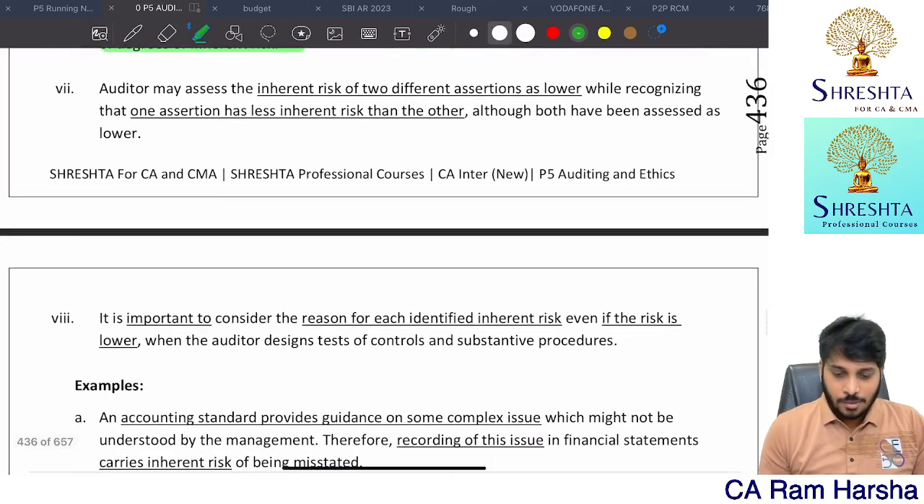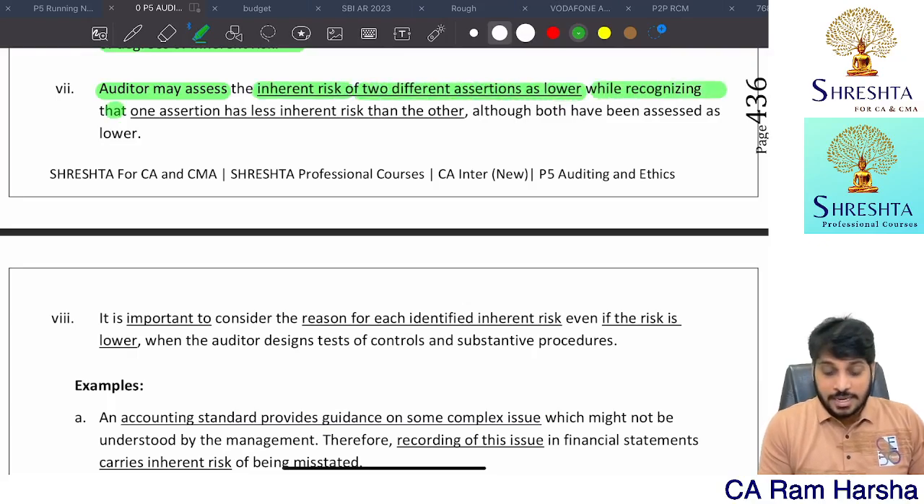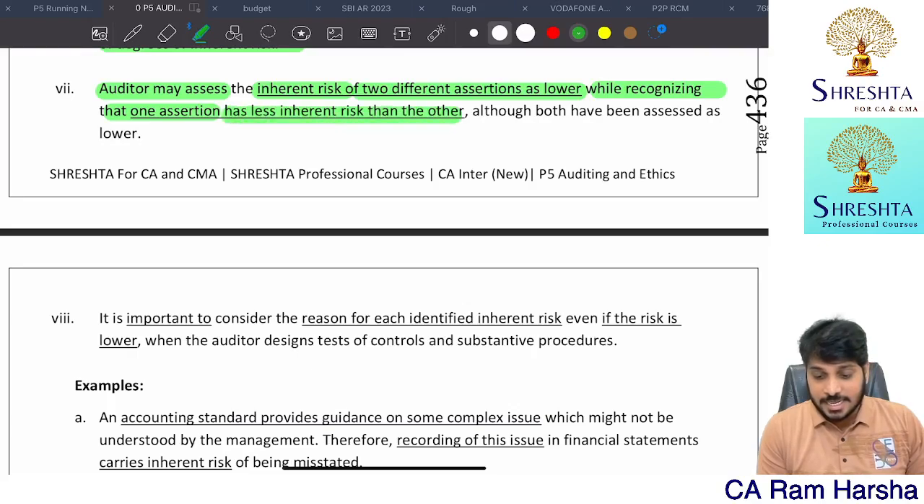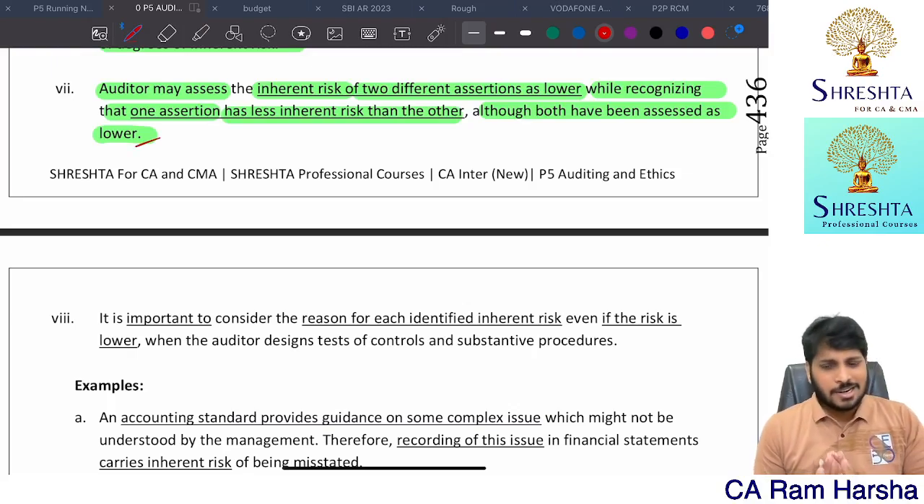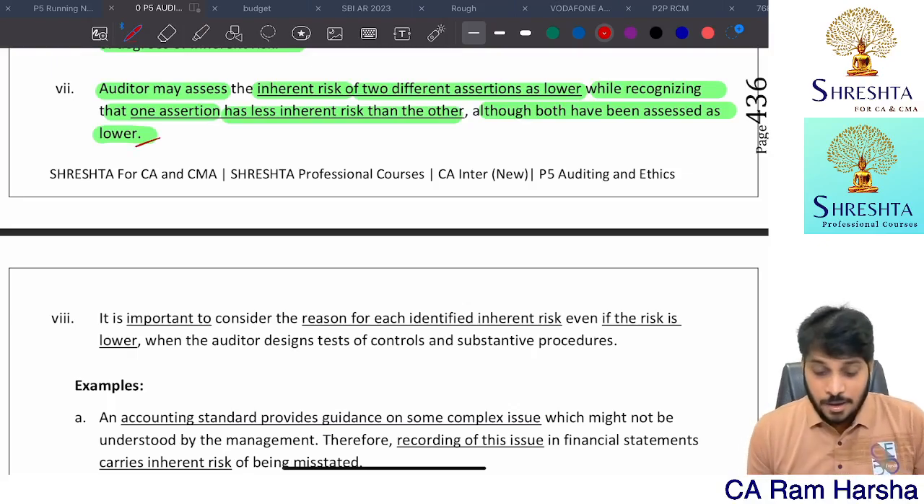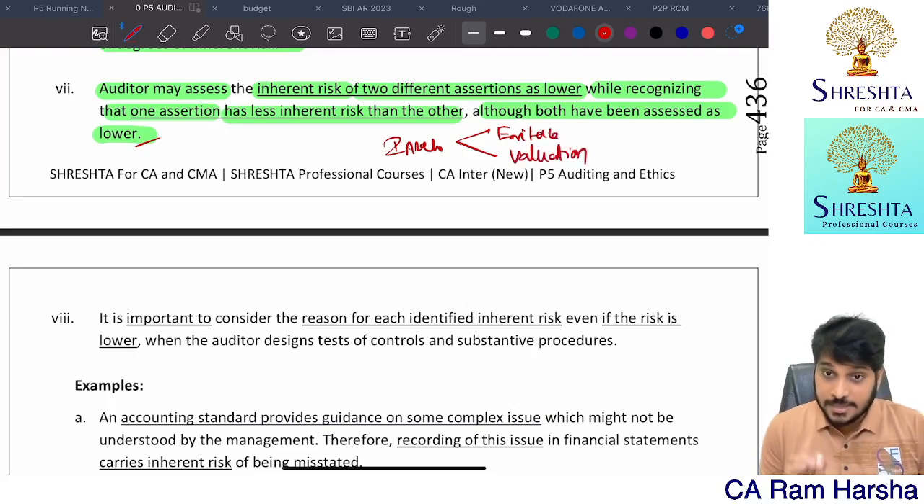After we do risk assessment, we may assess the inherent risk of two different assertions as lower, while recognizing that one assertion has less inherent risk than the other. Both of them have been treated as lower. Suppose inventory is there. In inventory, what are the points I'm concerned about? Existence. Another assertion I'm considering is valuation. I need to do inventory related inherent risk analysis.